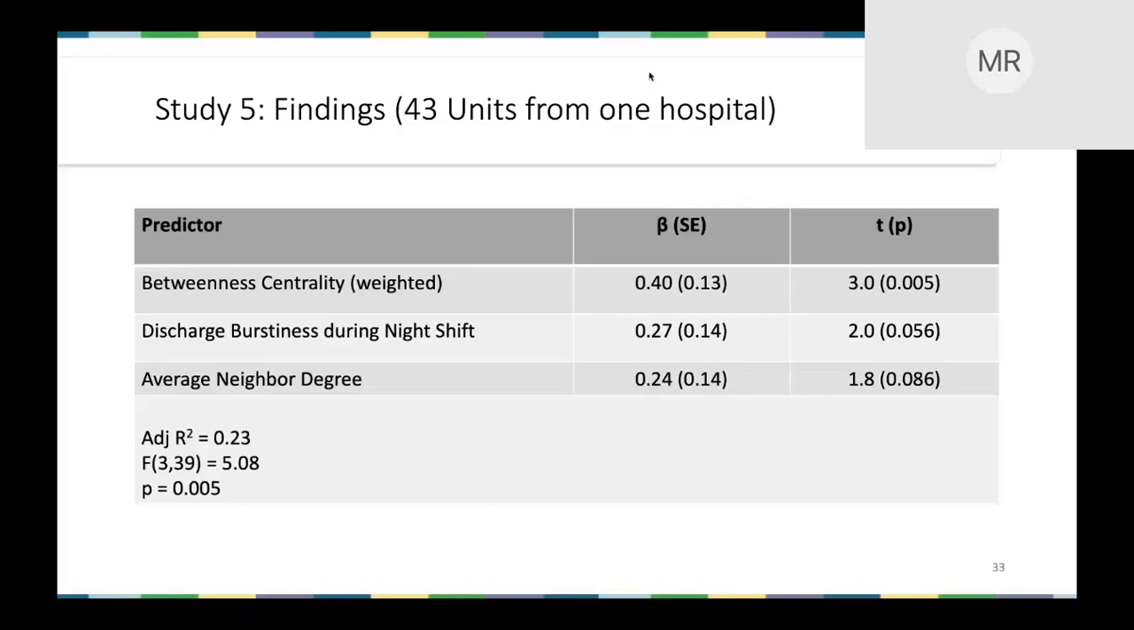And the other one was surprising: the burstiness of discharges during the night shift was positively related to how well they do that. But if you looked at it, they were all clumped up towards the beginning of the night shift, and you weren't just trickling them out overnight. So people had a much better perception of that as well.